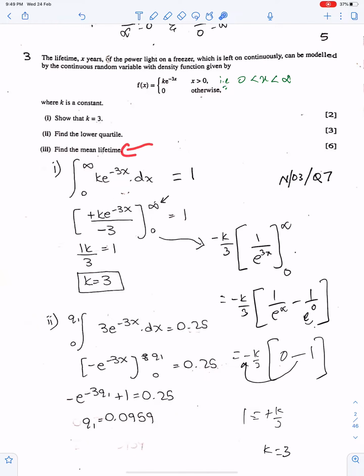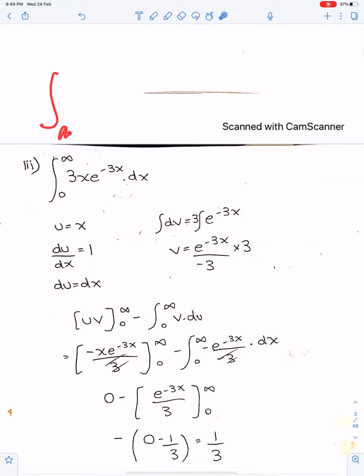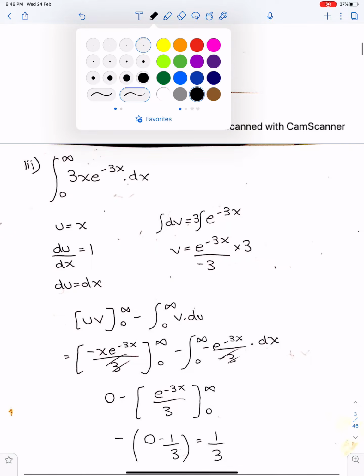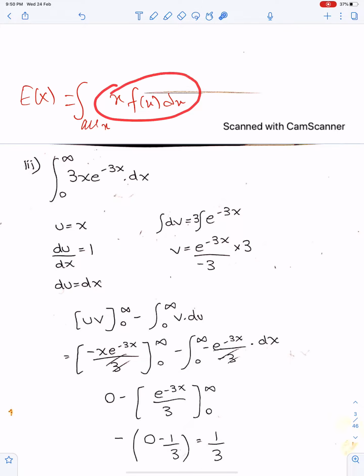Now the next part is find the mean lifetime. Now mean is very important. This is the formula of the mean. It's all x f of x dx. Let me write this formula here. Make sure you learn the formulas from my first lecture. So all x f of x dx. This is the formula of the mean. You don't need to mention the formulas over here. If you know the formula, you can directly substitute the things into the formula.